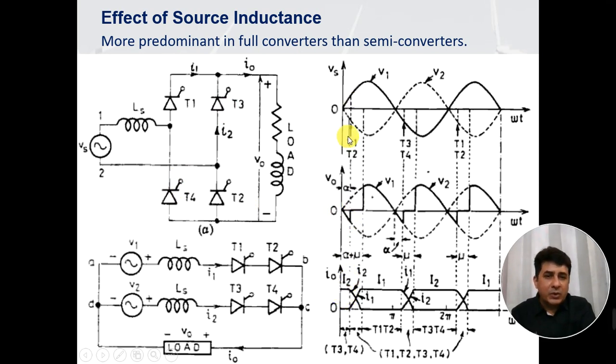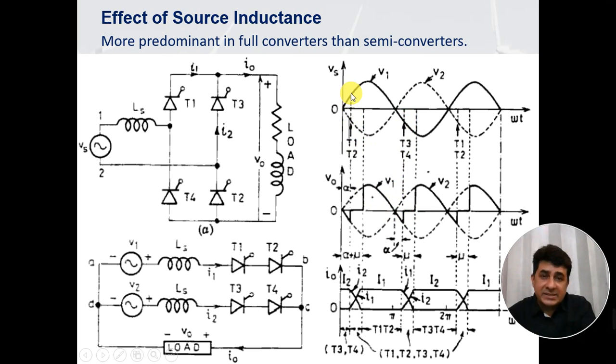So that means if you trigger here T1 and T2, from this point T1 and T2 are supposed to conduct, and T3 and T4 are supposed to go at rest. Similarly, if T3 and T4 are triggered here, at this point T1 and T2 are supposed to go at rest, and T3 and T4 are supposed to take over the current now.